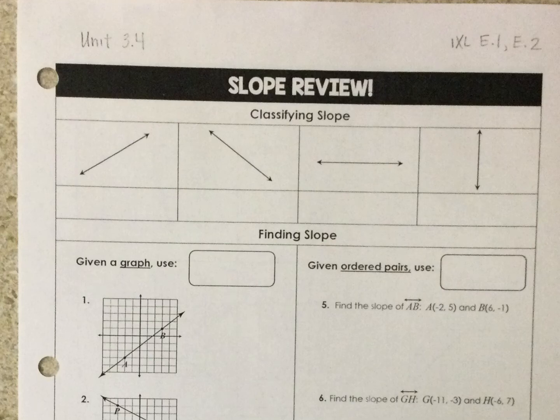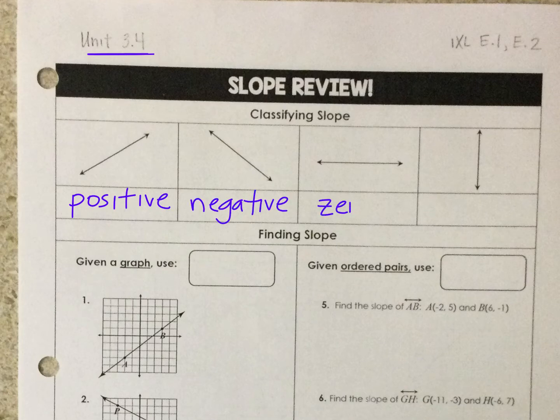This is some algebra review. This is your 3-4 notes. First, we're just going to label the kind of slope. That's a positive. That's a negative. When it's a straight line across, it's a 0. And when it is up and down, D-E-F-I-N, it is undefined.